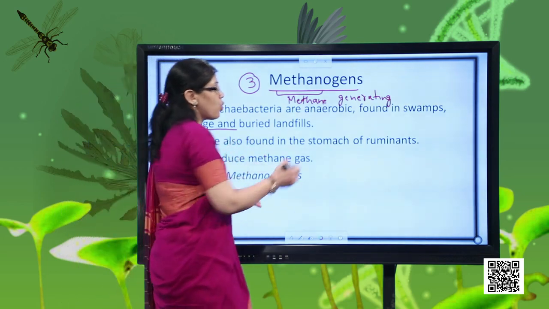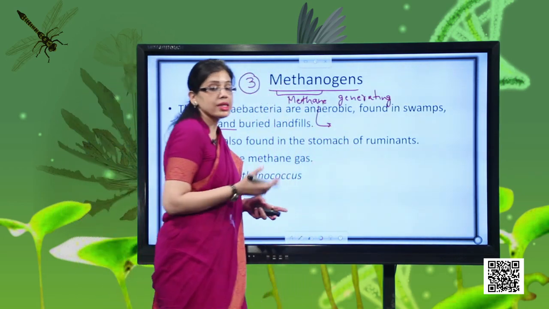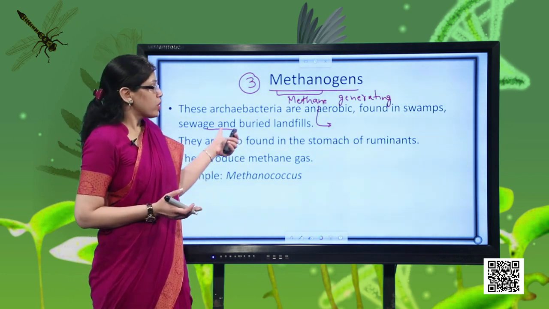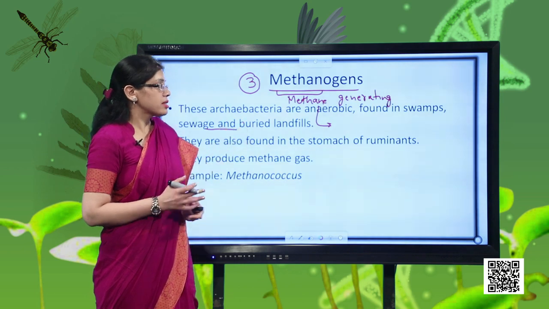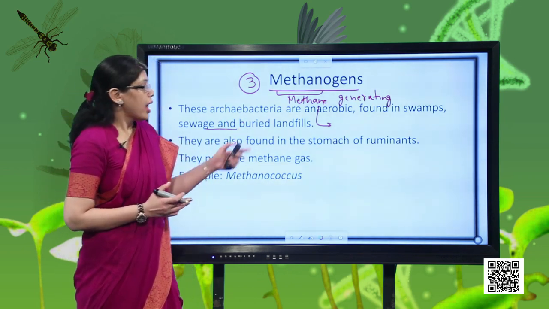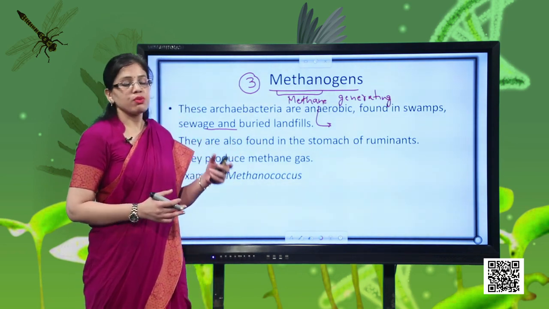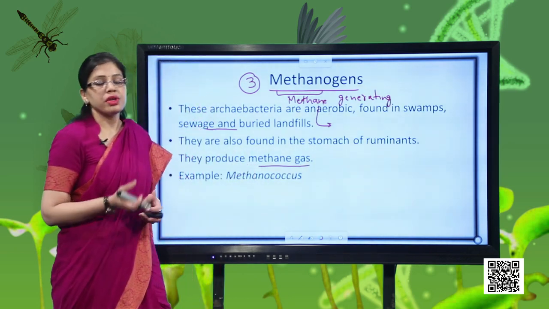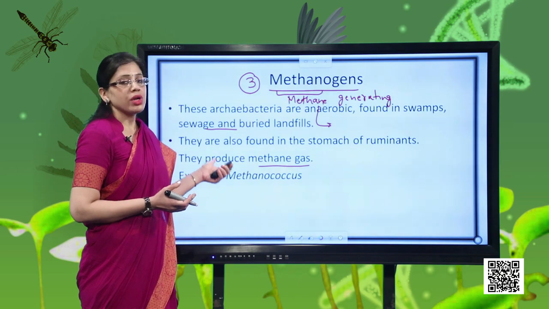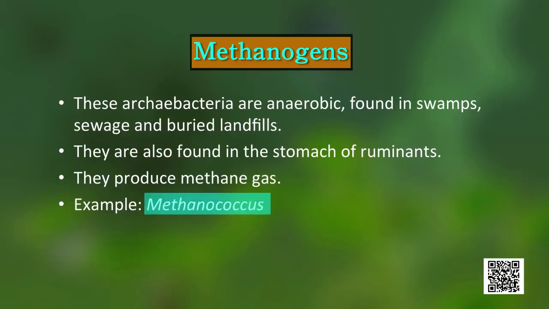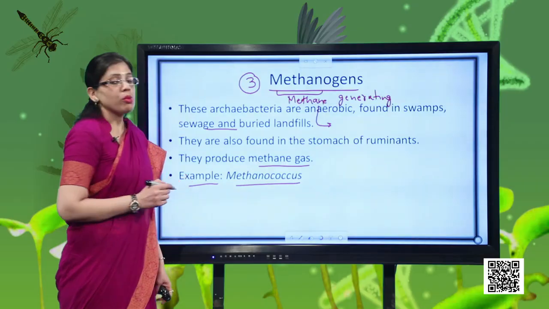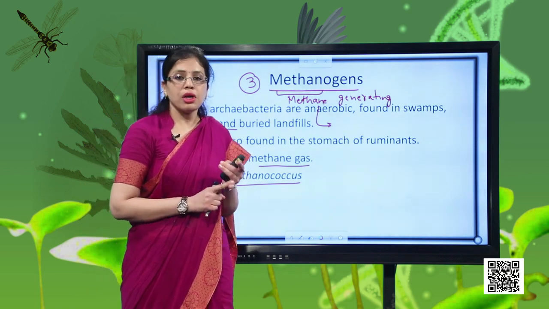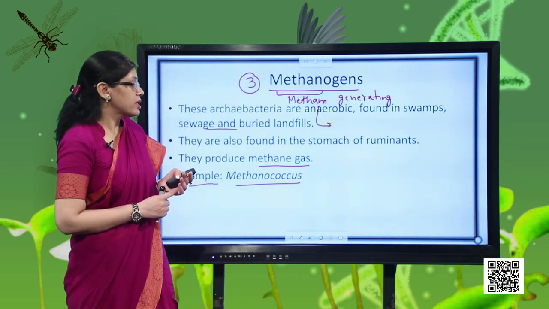In fact, these bacteria are also found in the digestive system of grass eating animals. You might have heard the term ruminants. Ruminants are grass eating animals. So in the digestive system of these grass eating animals, these bacteria are found, and there these bacteria are helping us a lot, because with the help of these bacteria, if we are storing their waste material in a biogas plant, we can generate biogas also. So they are used in the production of biogas also, and the example for this which we have is Methanococcus. So what are the 3 groups of Archaebacteria we are having? The first one was halophiles, the second one was thermoacidophiles, the third one which we are having is the methanogens.